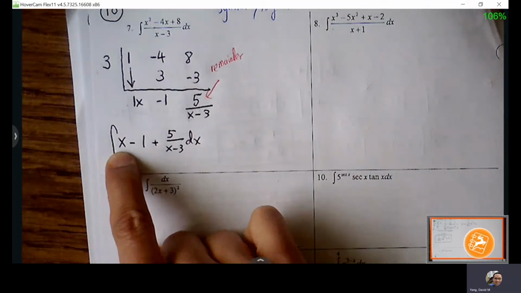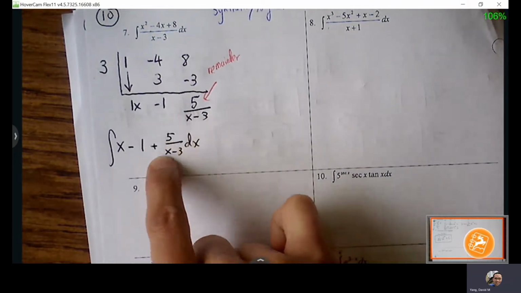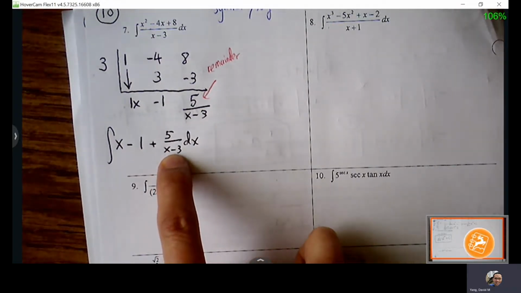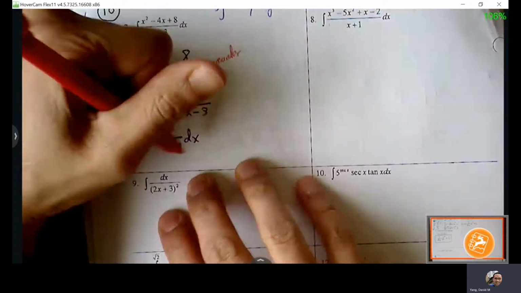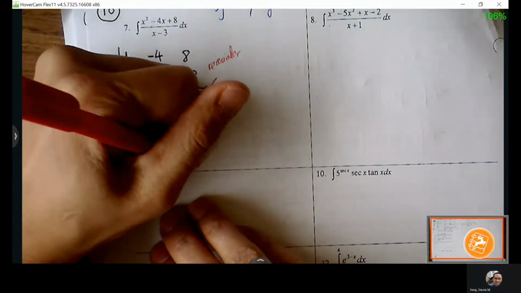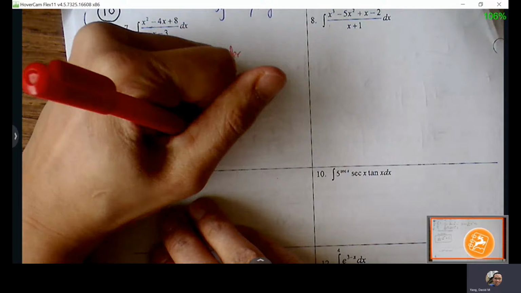Okay, first term is power rule. Second term is power rule. Third term is just an easy u-substitution. If you want to just look to see and understand that it's always going to be natural log, you can just involve that natural log. But technically, you can say that u is x minus 3, du equals dx, and it's just going to be 5 times the integral of 1 over u du.